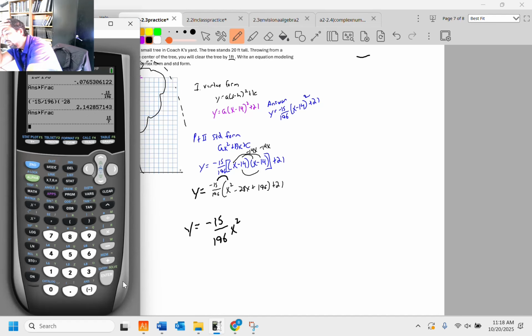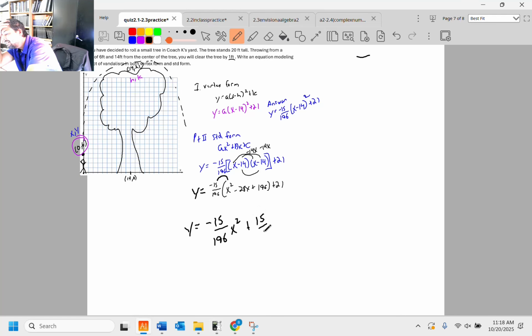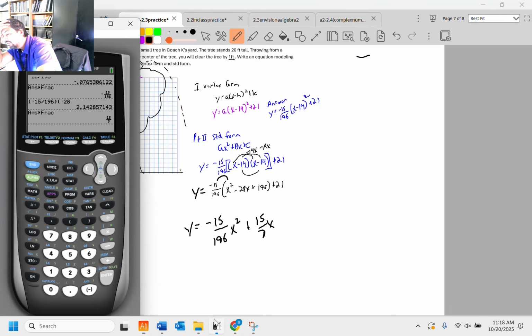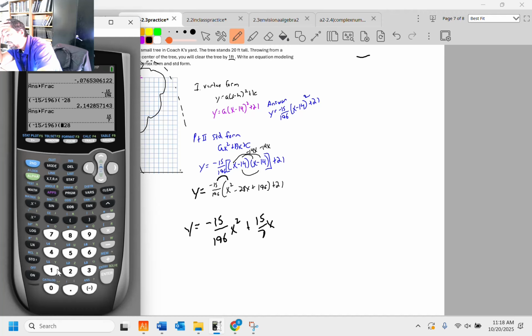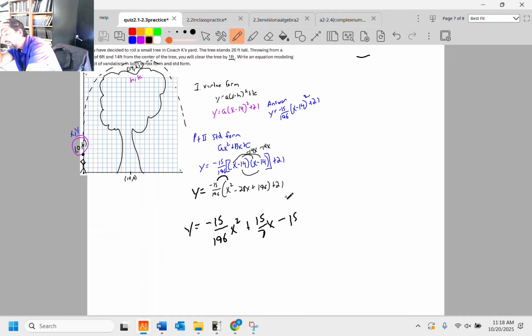So I'm going to take that negative 15 over 196. I'm a little old school, so notice I'm just using parentheses. And I'm going to multiply it by the negative 28. Math, enter, enter. 15 sevenths. So plus 15 sevenths of x. And this time I'm going to be multiplying by 196. Oh, it was negative 15. And then finally, don't forget about this guy, plus 21.